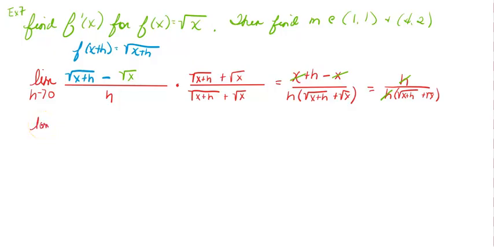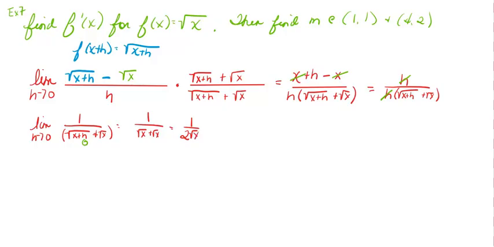So the limit as h approaches 0 of 1 over the square root of x plus h plus the square root of x is, when I just substitute a 0 in for the h right here, 1 over the square root of x plus the square root of x, which is the same thing as saying 1 over 2 times the square root of x.